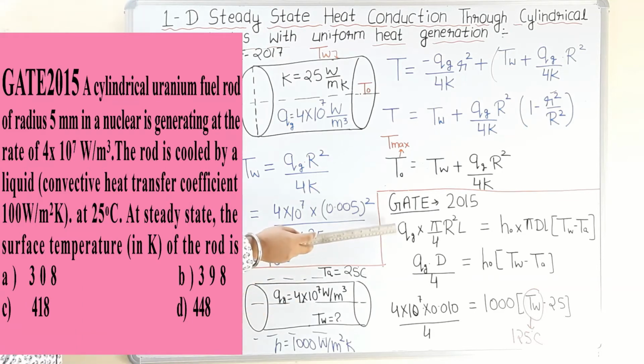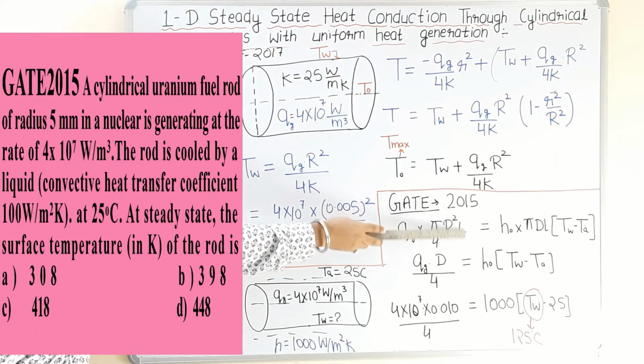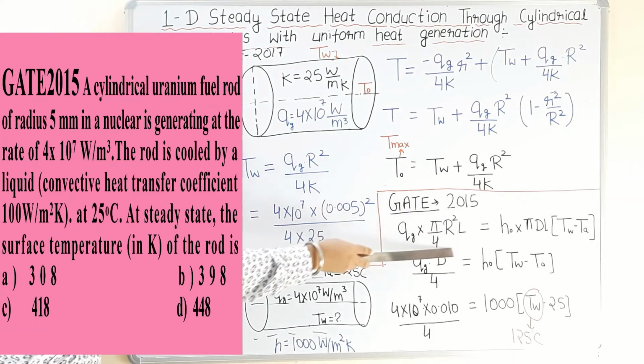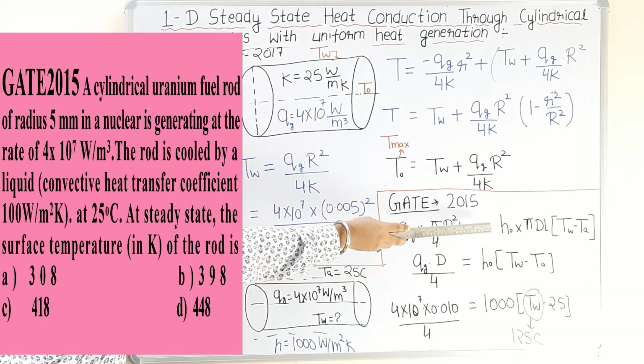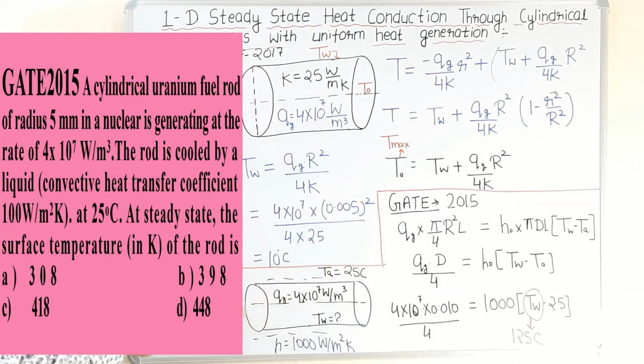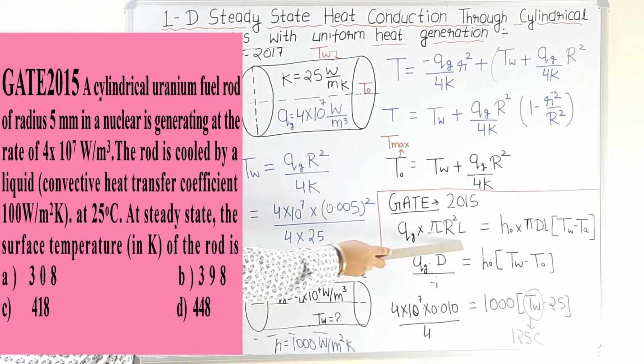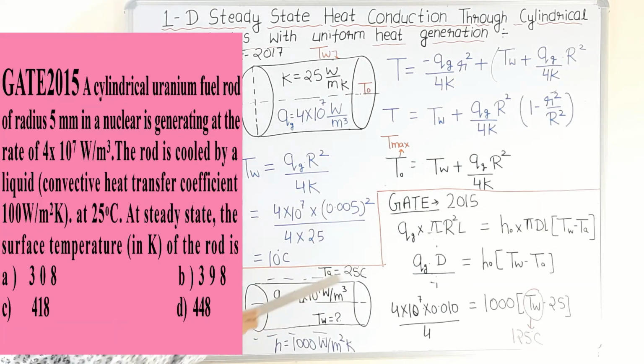So for maintaining steady state, the total heat generated in the nuclear rod should be equal to the heat convected out by the surface of the rod to the atmospheric liquid. Small qg is the heat generated per unit volume, pi r square L is the volume of this cylindrical rod, pi D L is the surface area of this rod, Tw is the temperature of the surface, and Ta is the temperature of the liquid. So we need to determine the value of Tw.